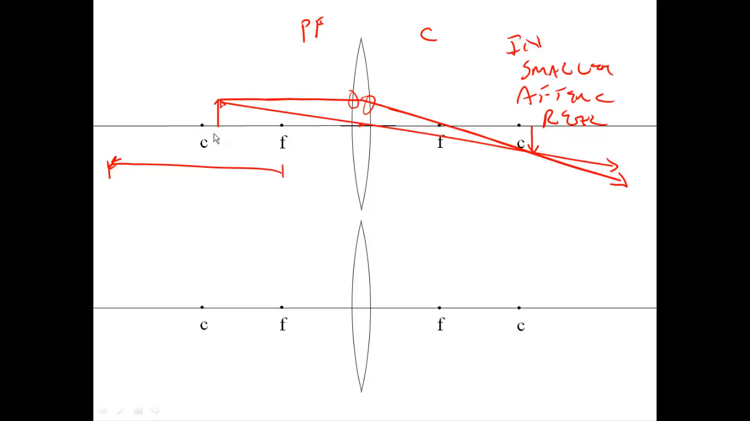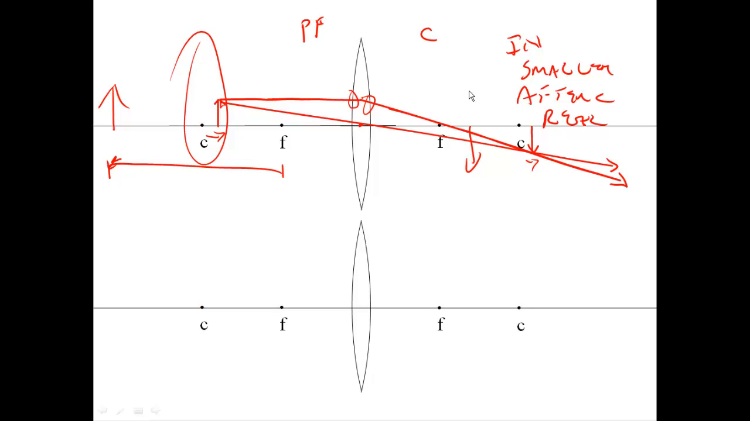Notice, and you can probably see this, our object is a little bit in front of C. Well, our image is a little bit behind C. C is the break-even point. If it starts at C, it ends at C. If we put our object way back here, our image is going to be way up here. Oops, that should be upside down. So C is kind of that break-even point.